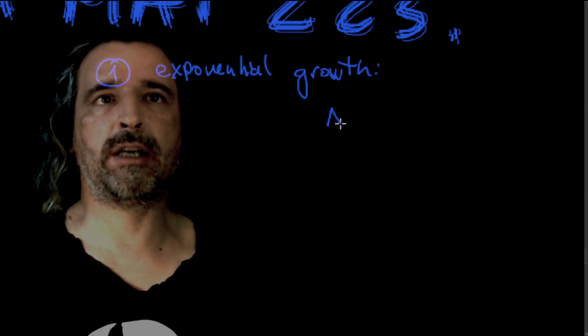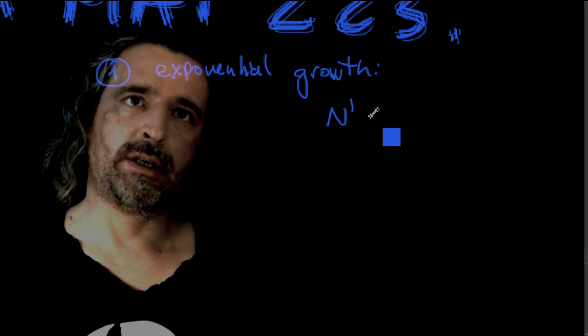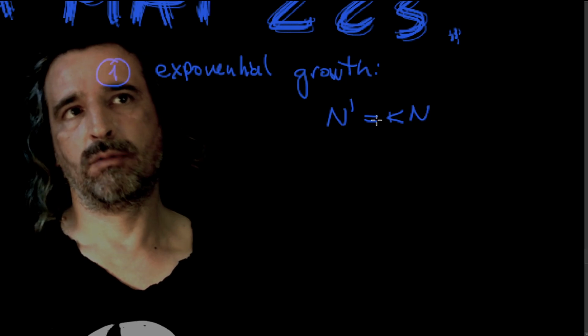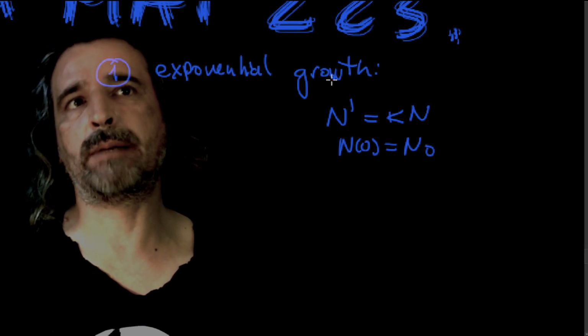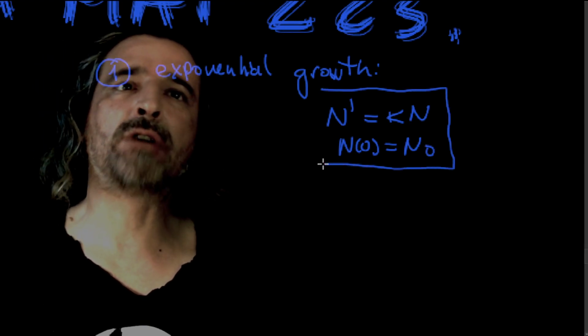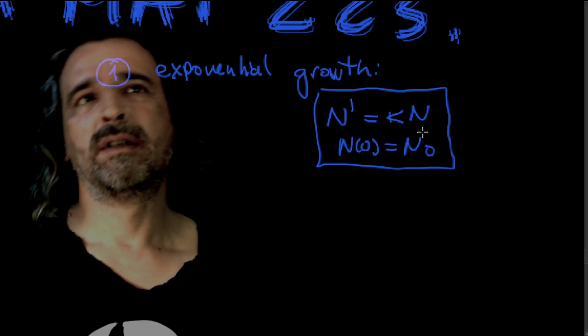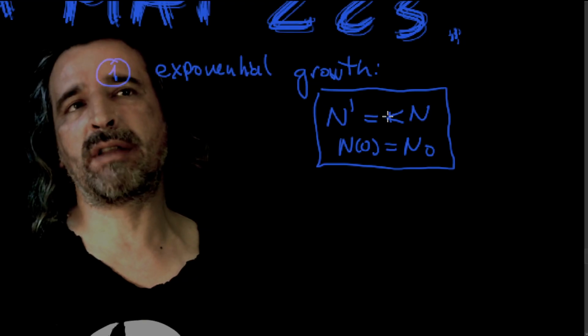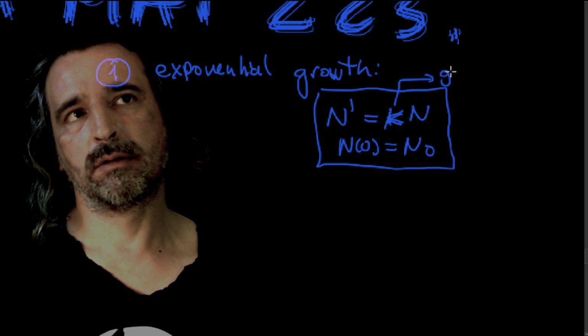So this will be N prime of t. Well, we can put N prime equals kN with the initial condition N of 0 equals N naught, whatever N naught is, right? So how to understand that? Maybe N naught could be 3.5. The other thing that you can see here is that k is what is called the growth parameter.